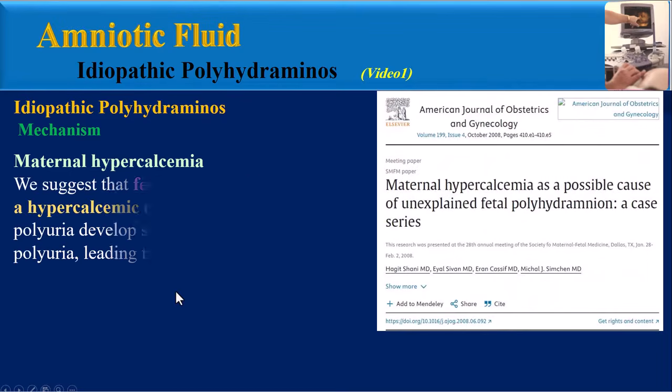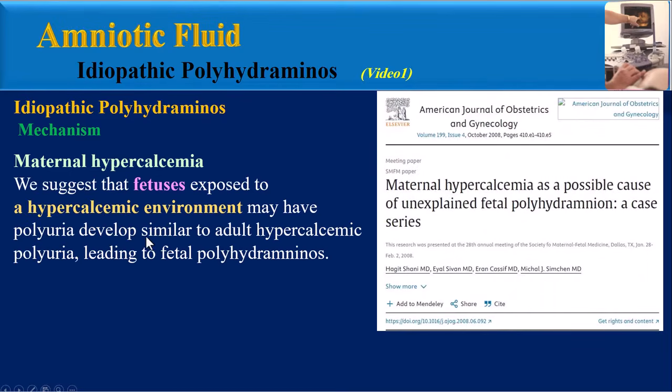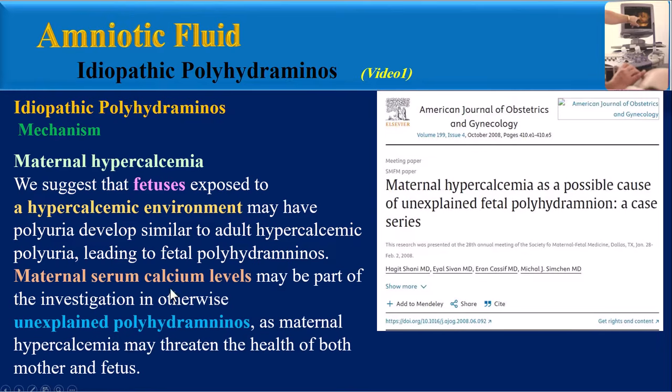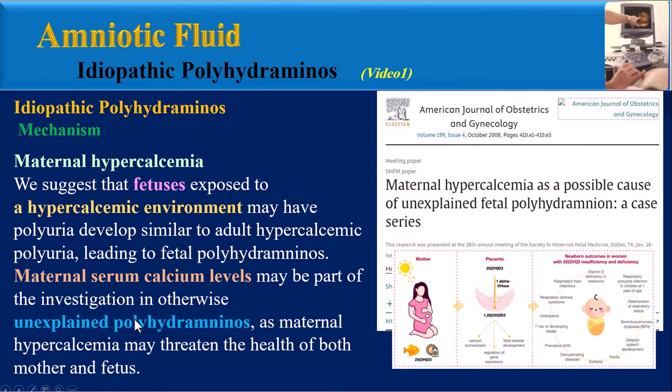This study suggests that fetuses exposed to a hypercalcemic environment may develop polyuria similar to adult hypercalcemic polyuria, leading to fetal polyhydramnios. Maternal serum calcium levels may be part of the investigation in otherwise unexplained polyhydramnios, as maternal hypercalcemia may threaten the health of both mother and fetus.